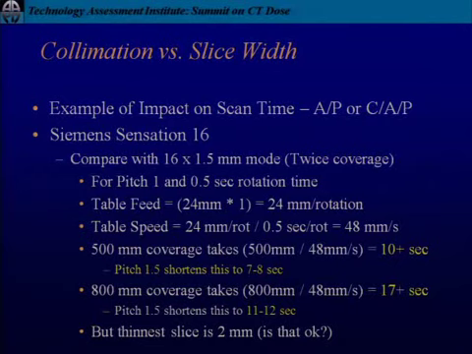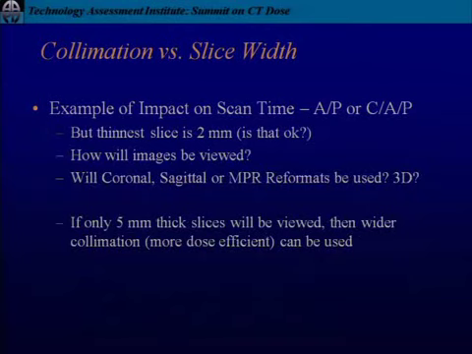So I hope you appreciate some of these things. These are complex things that are interacting between time, collimation, and the options in terms of reconstructing slice thickness that you have available. I think I just mentioned that, the impact on scan time: the thinnest slice in that 16 by 1.5 mode is 2 millimeters. And the question is, is that going to be okay? How will the images be viewed? Do you need those coronal reformats? And if you're only doing 5 millimeter thick slices, then maybe that's okay.